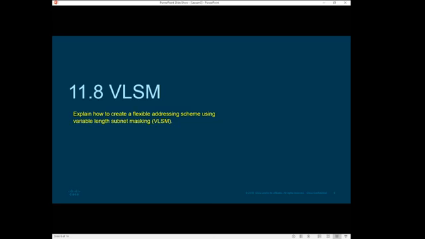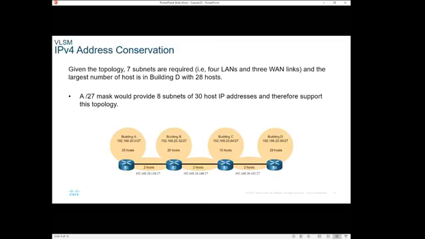So here's another example. You are given a topology here. 7 subnets are required. There are 4 LANs and 3 WAN links. So you have 1, 2, 3, 4 LANs, and then the 5th one is a WAN link, 6th and 7th, they are WAN links. So you have a total of 7 subnets.